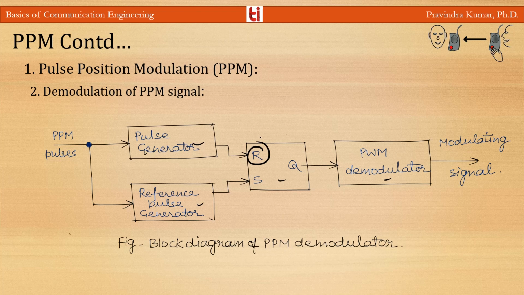The fixed period reference pulse is generated from the incoming PPM waveform, and the RS flip-flop is set by the reference pulse. So R is connected to the pulse generator and S is connected to the reference pulse generator, and due to the set and reset signals applied to the flip-flop, we get the PWM signal at its output. The PWM signal can be demodulated using the PWM demodulator, which we discussed in the previous lecture. After this demodulator, we get our modulating signal or baseband signal.